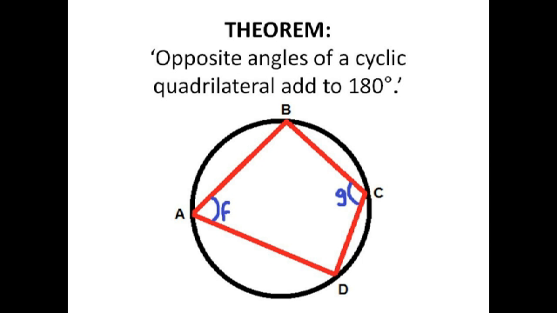We're on the next theorem now, which is that opposite angles of a cyclic quadrilateral add to 180 degrees. So we're basically saying that angle F and angle G add to 180 degrees.